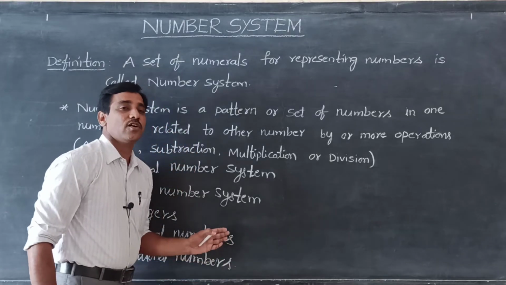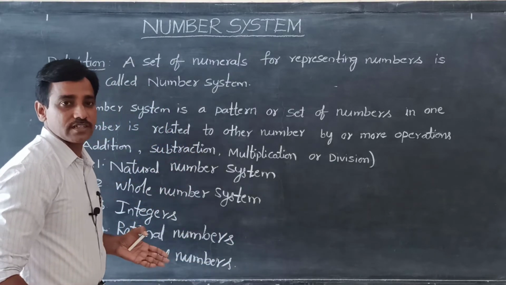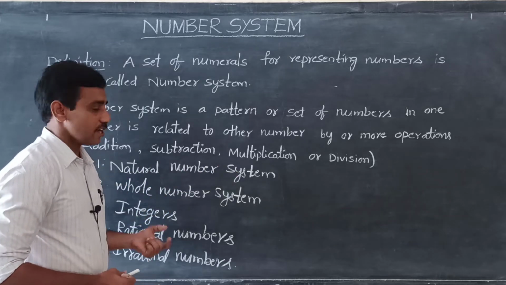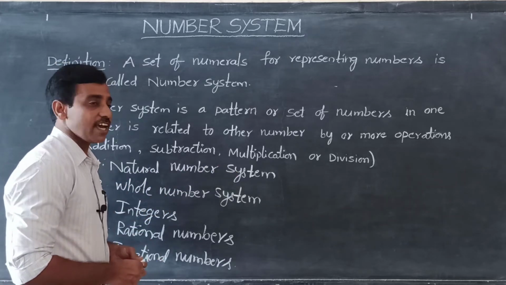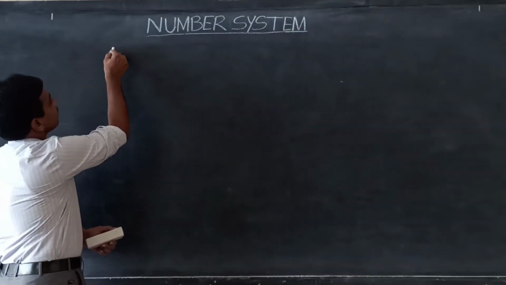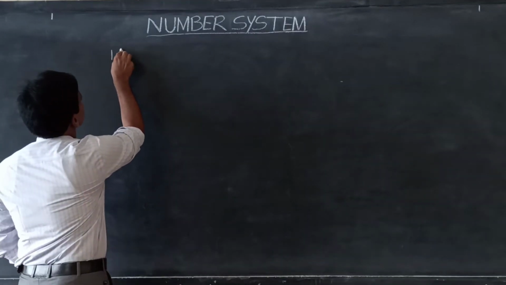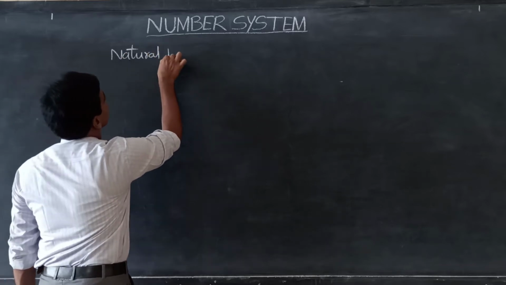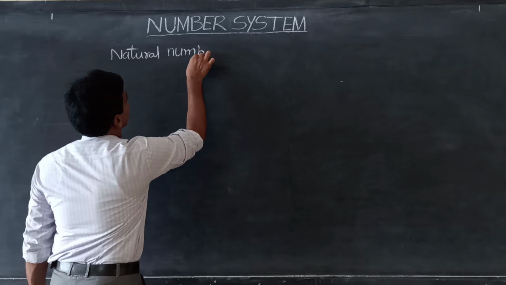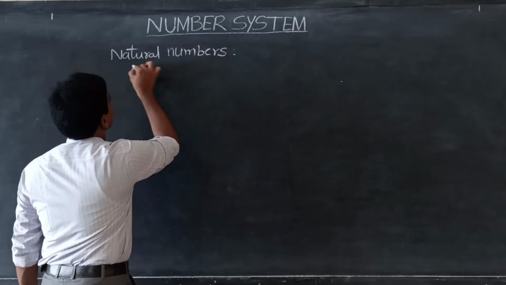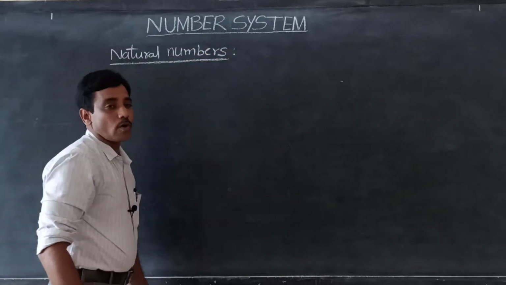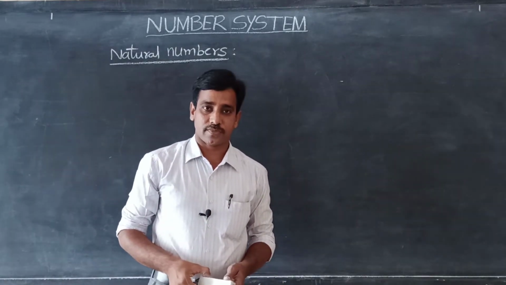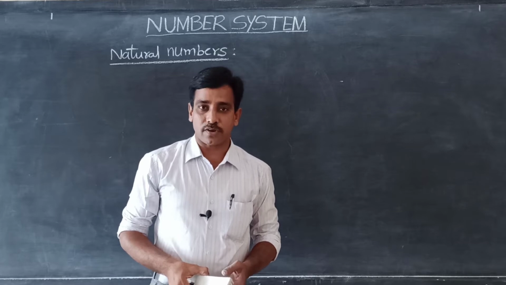About this, now I will explain. First one is natural number system or natural numbers, right? What is a natural number? What is the definition of a natural number? I will give you a small example.